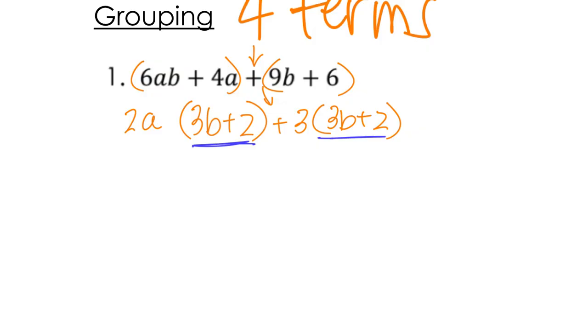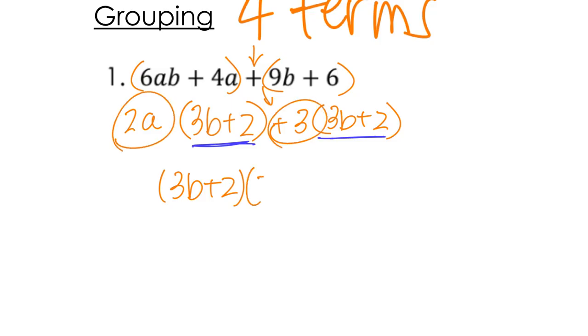Now this is where you might have done something differently in the past, but this is how I remember to do it. So now that I'm here, I write the matching factor once. So see how they're matching? I write it once. Then I write the leftovers behind. The leftovers are the 2A and the plus 3. We write the matching ones once and the leftovers behind.